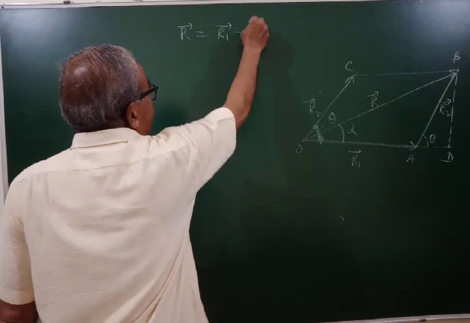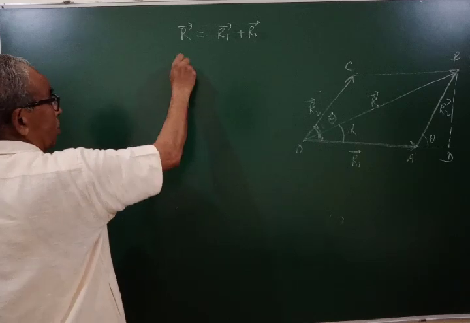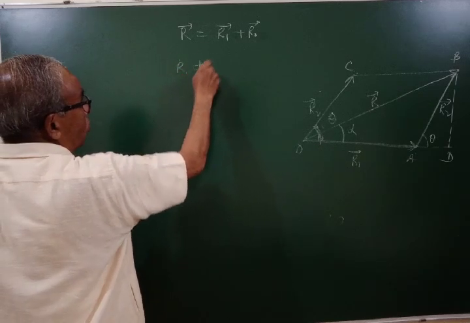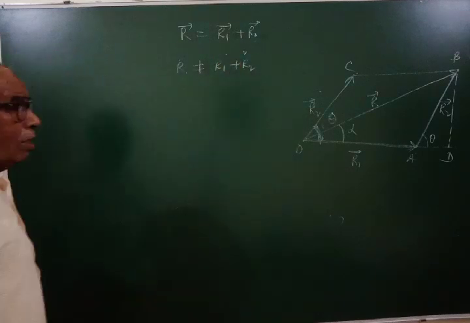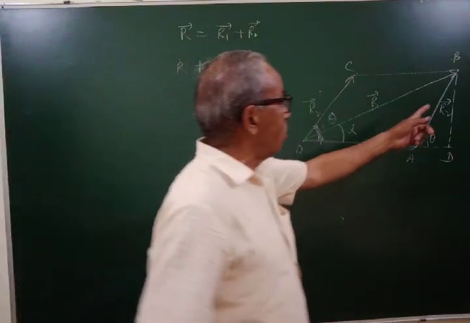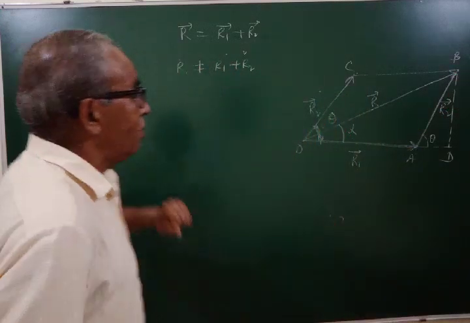This is the vector sum. But here in this figure, the magnitude of R is not equal to the magnitude of R1 and R2. Then how are these related? For that purpose, I have drawn a perpendicular from B on OA, which meets OA in D when produced.